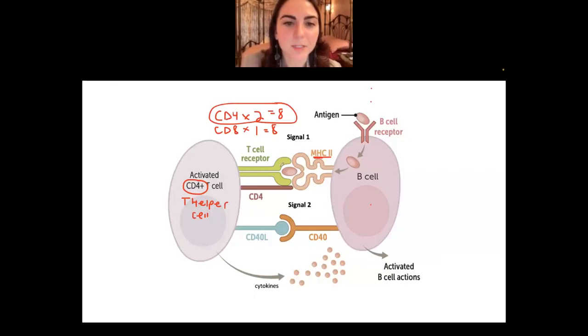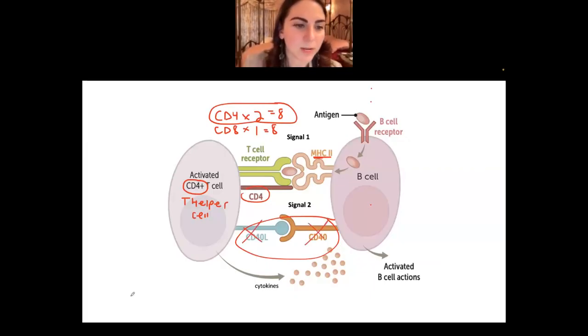So T cell receptor with our CD4. This is signal 1. This is your activation signal, okay? But now we need a co-stimulatory signal for this B cell to get activated and to stay alive, basically. Signal 2 for B cells, really important. There's an immunodeficiency where the B cell's lacking this or the T cell's lacking this. So you need to know these.